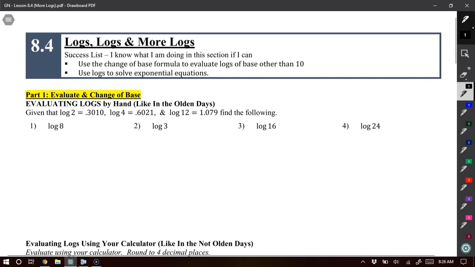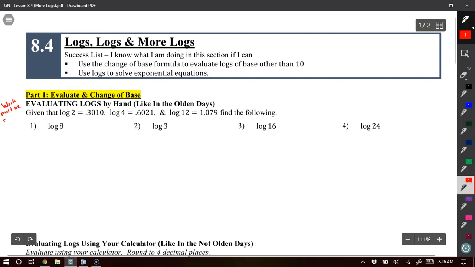Now, part one, we're going to evaluate logs by hand, and that's like the good old days, no calculator type of thing. So in this part, it's really, really important that you know work must be shown. And to go into what type of work, or how do I show my work for this, let's think about what we know about logs so far.